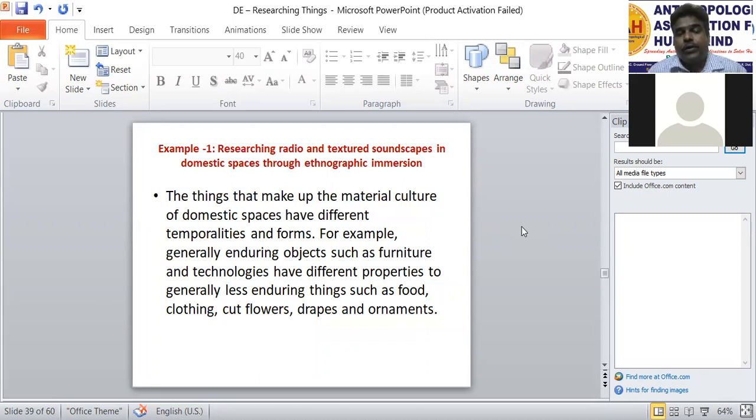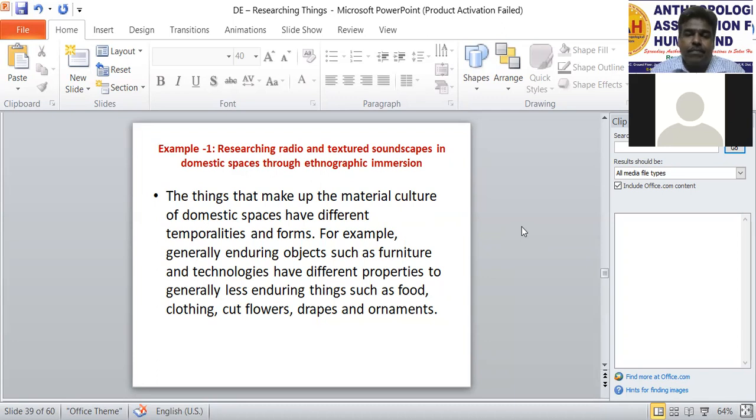In the example number one, they have given three examples in three different contexts of how these digital media technologies and their influences are embedded in human life. So they have taken three case studies, three projects as examples. The first one: researching radio and textured soundscapes in domestic spaces through ethnographic immersion.